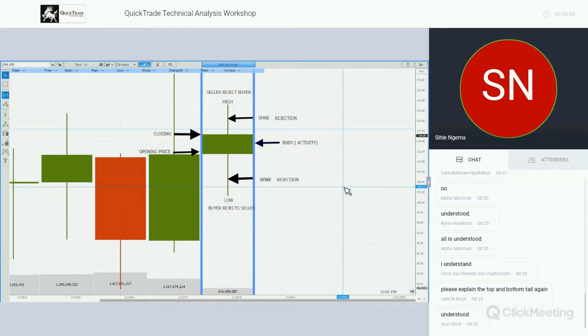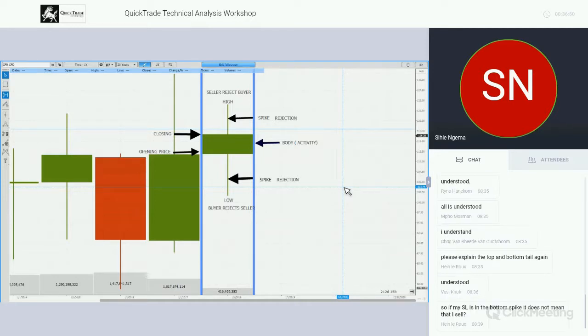Now let us go into the trends, right? Let us move into the second part, which is trends. Now there are three kinds of trends in the market. There is what is known as a buyer's trend or a bullish trend. There is what is known as a seller's trend or a bearish trend, and there's also another trend which is a sideways trend.